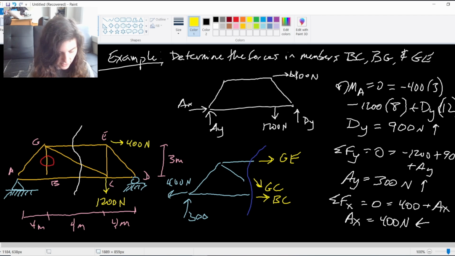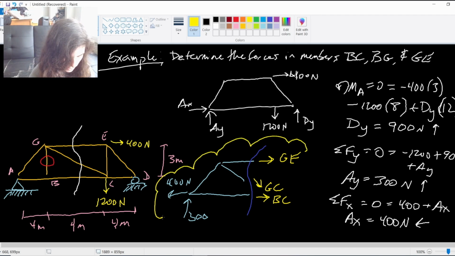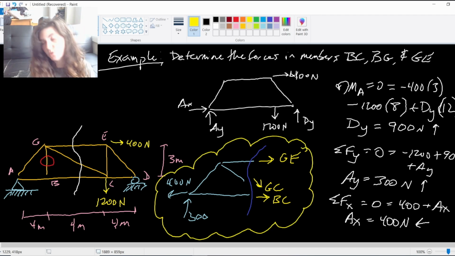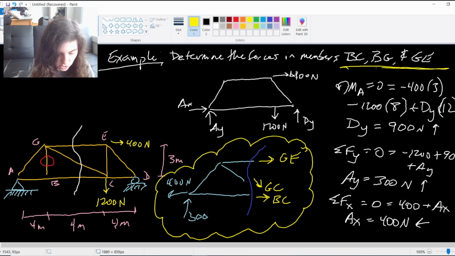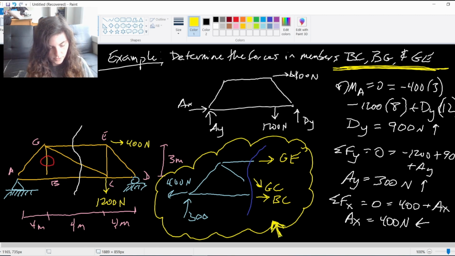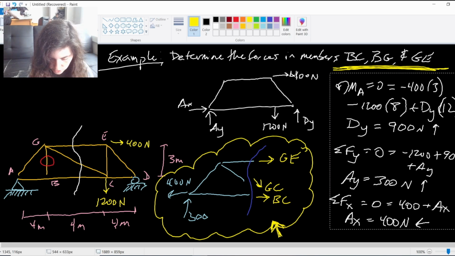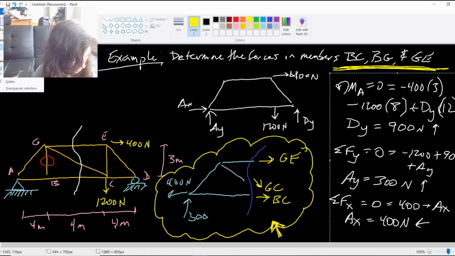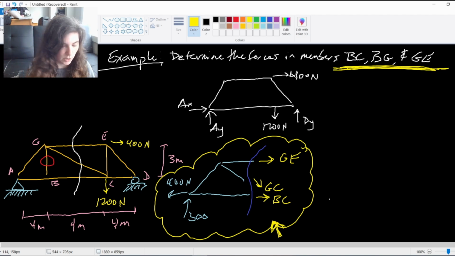So now that I have this free body diagram, I'm going to use this one to set up my equilibrium equations for moment, y force, and x force to solve for these three members. Because again, this is what my question asked for, right? Just BC, BG, and GE, which are all here in my broken truss. I'm going to erase my reaction equations now that I have the only reactions that I really needed to solve this problem already written out here.